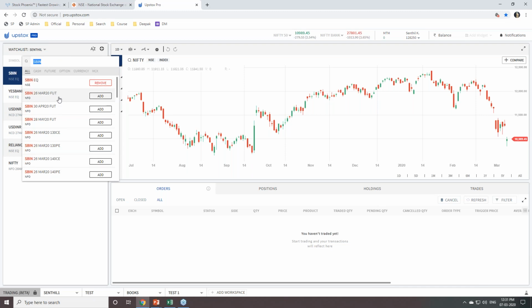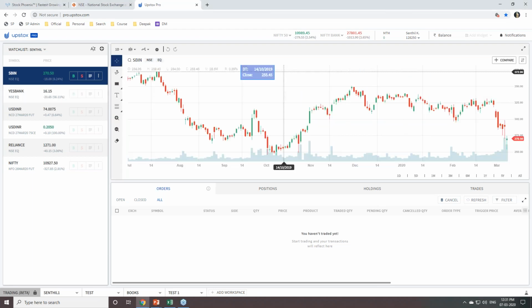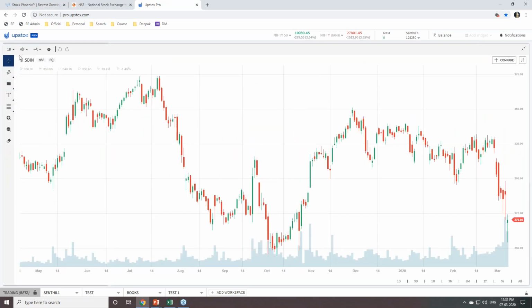Say, for example, you want to add State Bank of India future. You can add here. And delete. Again, it's a very simple thing. Delete. So next, if you want to see a chart of this particular symbol, load chart. That's all. You will be getting the chart interface here. So now let me enlarge and understand what are all the options which are available here.